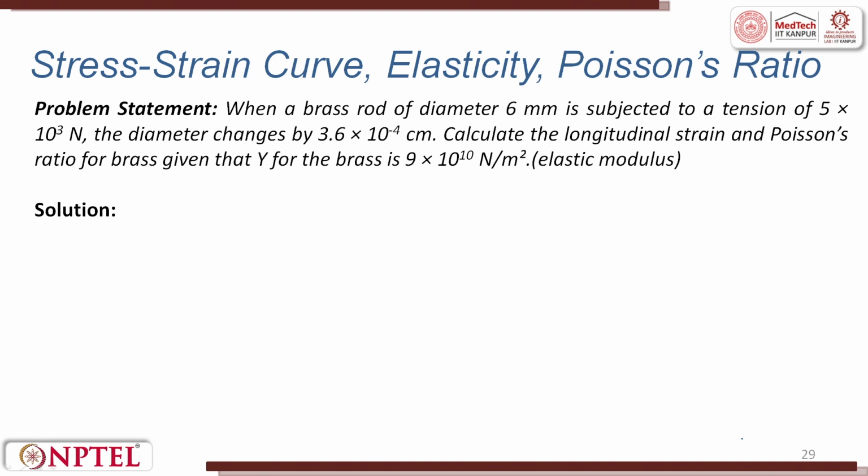Similar problems could be taken, like another one: a brass rod of 6 millimeter is subjected to a tension of 5 into 10 raised to the power 3 Newton, the diameter changes by 3.6 into 10 raised to the power -4. Calculate the longitudinal strain and Poisson's ratio for brass, given that Y for the brass is 9 into 10 raised to the power 10 Newton per meter square, that is the elastic modulus is also given. So we have been given diameter, we have been given tension, we need to find the longitudinal strain. Again, using the Poisson ratio relation, similar to the pattern that we did in the previous numericals, you can try to solve this numerical, right, and find the answer.